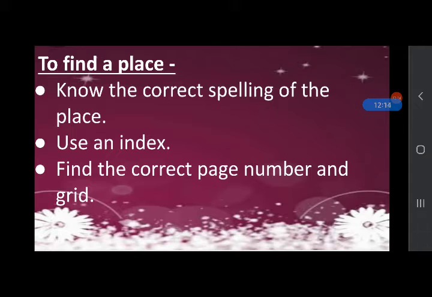If an index is not given in your atlas, no need to worry, but there is an index in many atlases, and we should open the index to look for the name of the place. Next to the name, the page number will be given. The letter and the number of the grid will also be given if an index is given in an atlas.